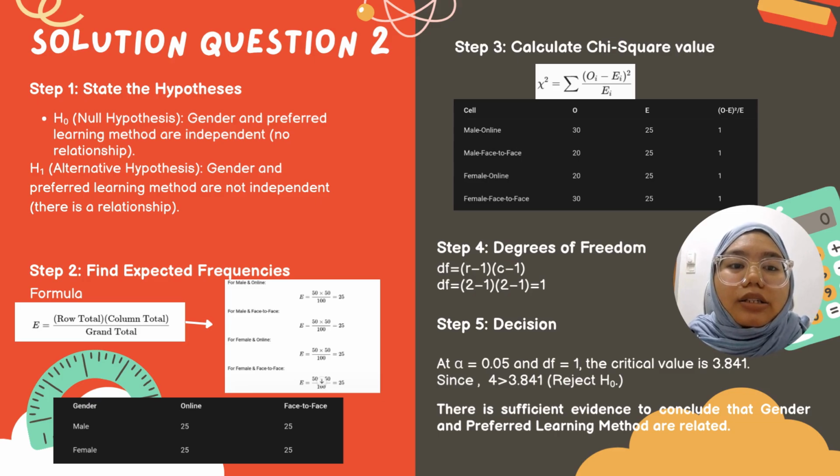Since the calculated chi-square value of 4 is greater than the critical value of 3.841, we reject the null hypothesis. In conclusion, there is significant evidence suggesting that gender and preferred learning method are related. Based on this study, male students tend to prefer online learning, while female students tend to prefer face-to-face learning.